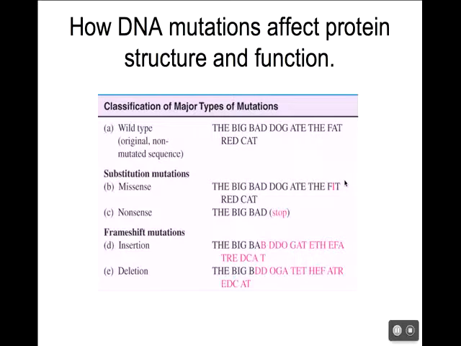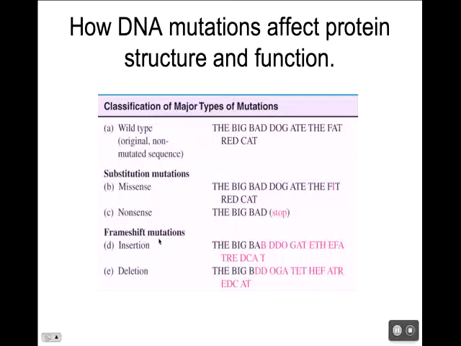Now, there's two possibilities with these substitution mutations, what are called missense and nonsense. Missense mutations encode a different amino acid. That's what we see here. The other possibility is a nonsense substitution mutation. A nonsense substitution mutation means that you've changed one nucleotide and you now created a stop codon. Remember, stop codons will end translation. Now you only have half a sentence, the big bad. So that's the difference here, and it all comes down to one change in the nucleic acid.